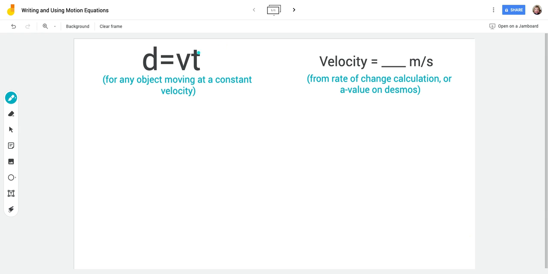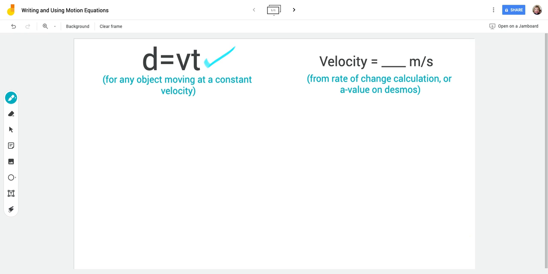So what you see on this Jamboard is the general equation that shows the relationship between distance, velocity, and time for any object moving at a constant velocity. What this equation says is the distance an object moves is equal to the velocity of the object multiplied by the time it takes to move. And we determined that this equation works for constant velocity motion by looking at graphs of constant velocity motion and what the rate of change told us about that object.